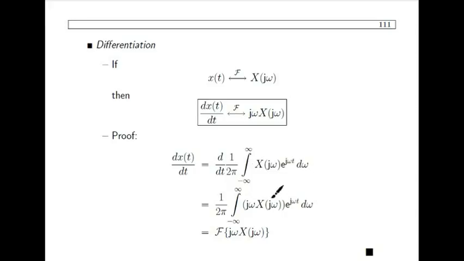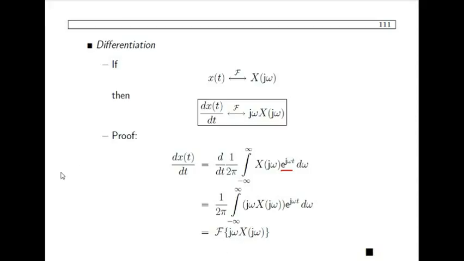X(jω) is not a function dependent on t, so it will not be differentiated. Instead, e^(jωt) will be differentiated, and it will give us jω X(jω) e^(jωt) dω. If I take jω outside, then it is similar to the earlier case, so it will be jω X(jω).